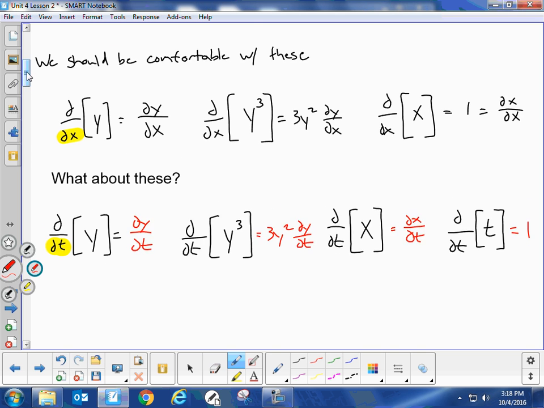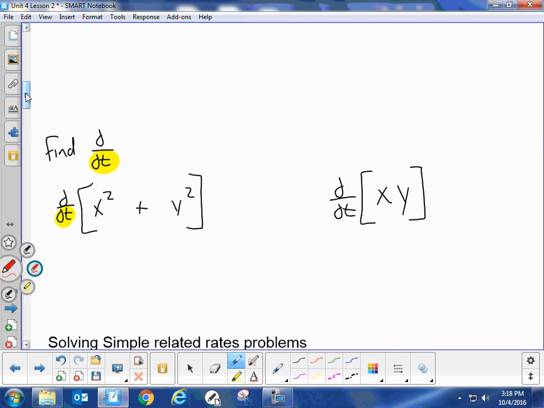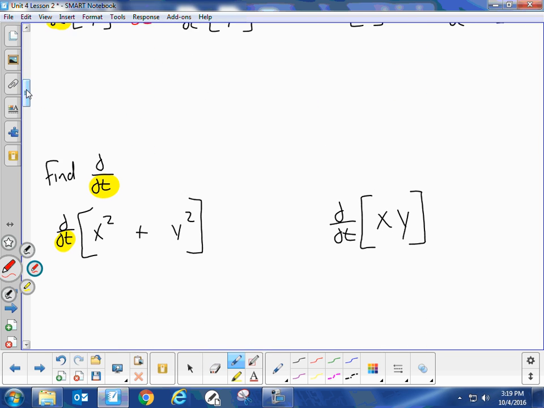We can have certain equations, x's and y's, expressions, and we can find the derivative with respect to t of those. These are basic ones. We will be taking formulas that we know from geometry, from other math classes. We will be taking derivatives of those formulas with respect to time.